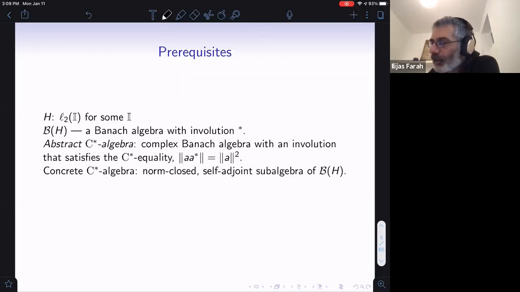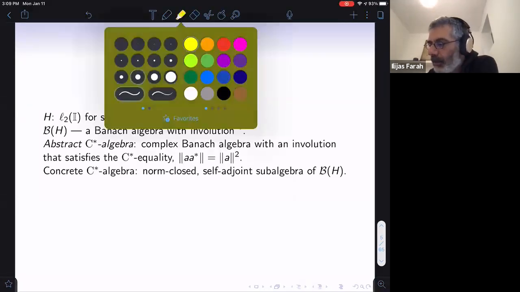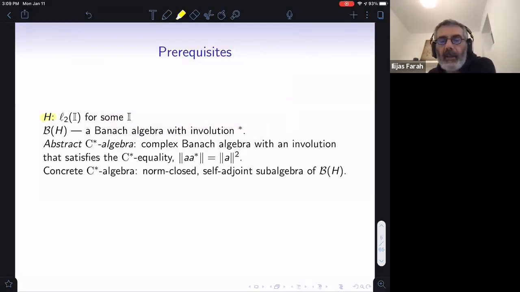Prerequisites. By H, I'm always going to denote a Hilbert space. Now, Hilbert space means a complex Hilbert space. I want my operators to satisfy the spectral theorem. In other words, L2 of some index set I, and this index set is going to be countable for most of the time. So think little L2 or big L2 if you prefer, no difference really. B of H is the algebra of all bounded linear operators on the Hilbert space H, and it is a Banach algebra with involution given by the adjoint operation.